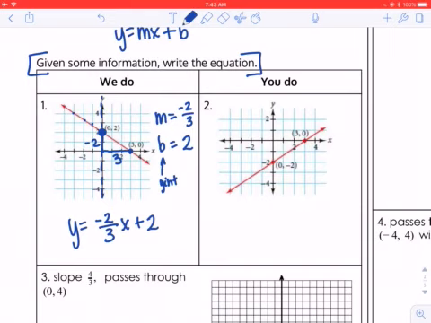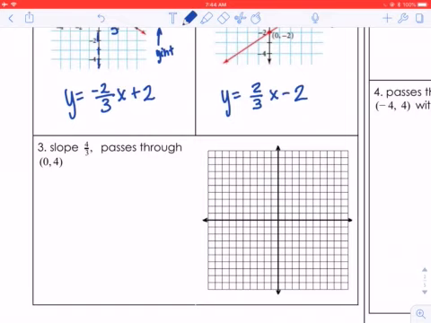Go ahead and try the second one on your own. You're trying to find m, you're trying to find b, and then you're going to have y equals something, x plus or minus something else. Go ahead and try that one. For those of you who want to know what the answer is, it's 2/3 x minus 2. Make sure that you show that on your graph somehow.